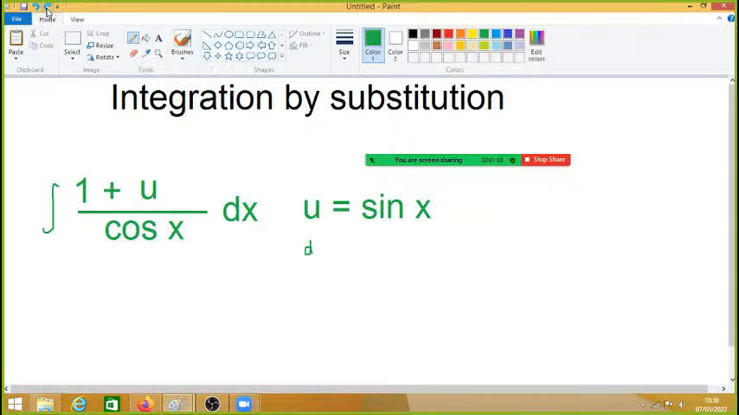So for dx, take u equals sine x and differentiate, and you'll get du by dx is equal to cos x. Then just rearrange that, and you'll get dx is equal to du over cos x. So that can be swapped now. So the dx can swap for that.